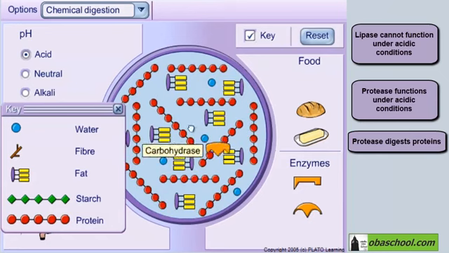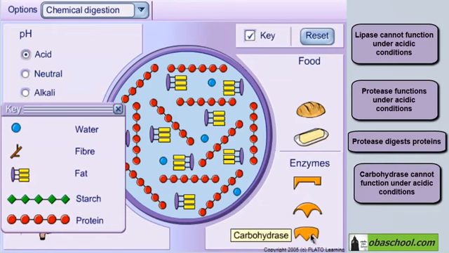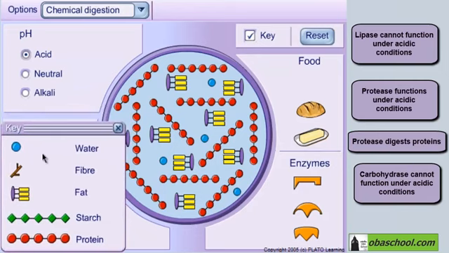Now let's try to add carbohydrates. We notice that we can't even add carbohydrates because it doesn't work on acidic pH. So this is how meat is digested in the stomach.